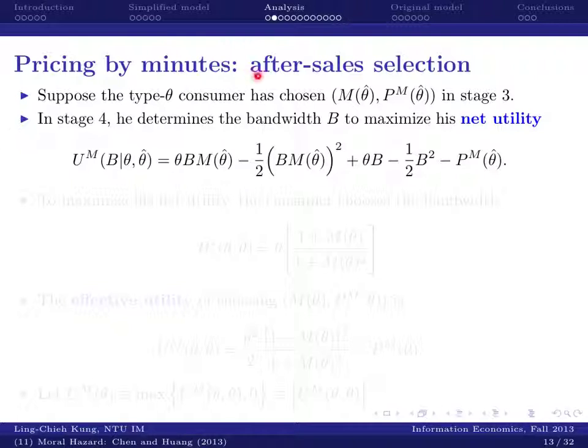So let's look at the stage 4 problem for the consumer. Suppose this consumer has chosen a contract in stage 3. Here, he has bought the amount of minutes with this payment. Then in stage 4, the consumer needs to determine a bandwidth to maximize his net utility, which is the utility minus the payment. Okay. For some reasons we know we only need to worry about the first part.